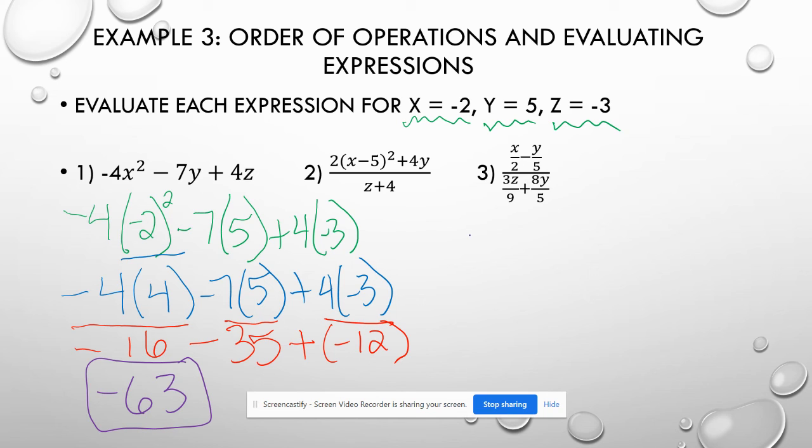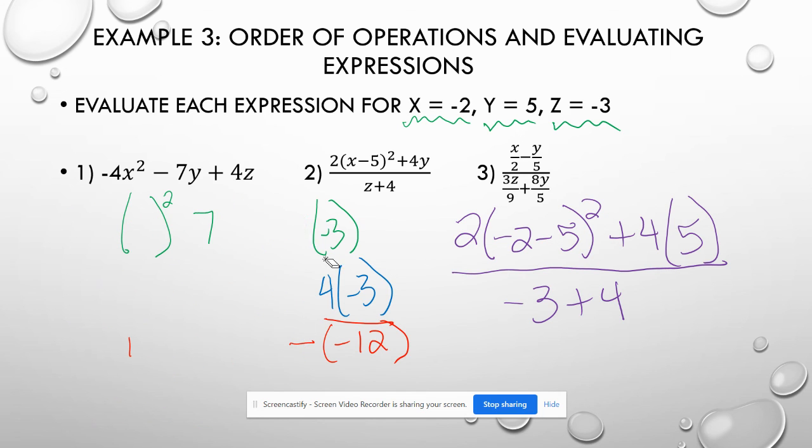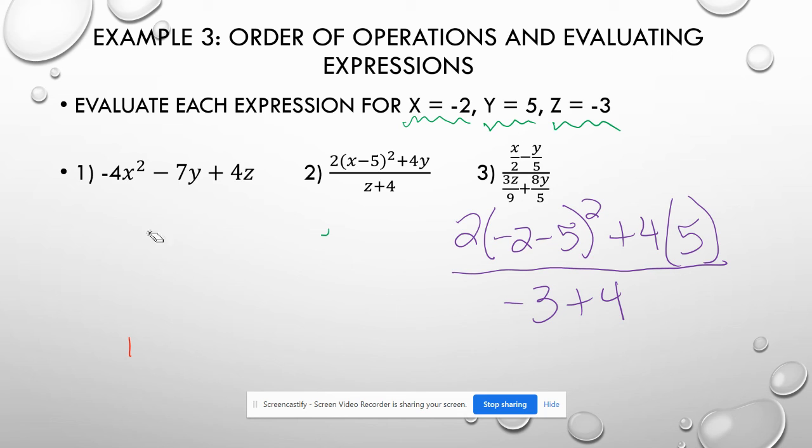Number 2. 2 times x, which is -2, minus 5 squared, plus 4 times y, which we're replacing with 5, and then -3 plus 4 on the bottom. Erase so we have some room for work.